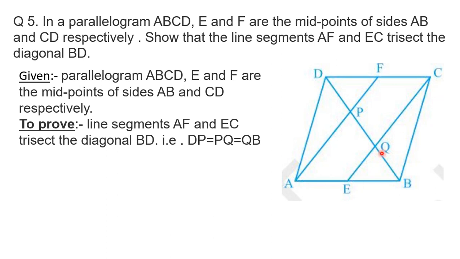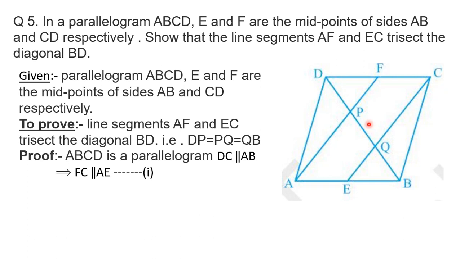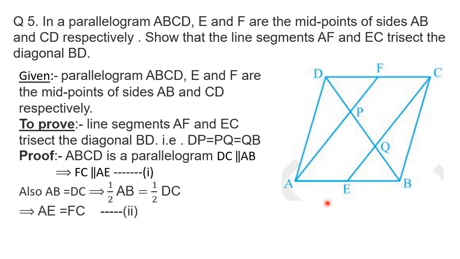So let's start. First of all, we are given ABCD is a parallelogram, that is AB is parallel to DC. So if AB is parallel to DC, that means AE is also parallel to FC, and again AB is equal to DC, so we can take half of AB is also equal to half of DC. Now half of AB is AE. Why? Because E is the midpoint of AB. Similarly, half of DC is CF. Why is it? Because F is the midpoint of DC.